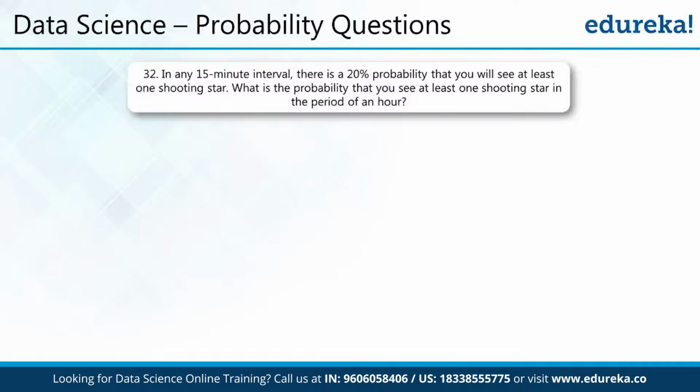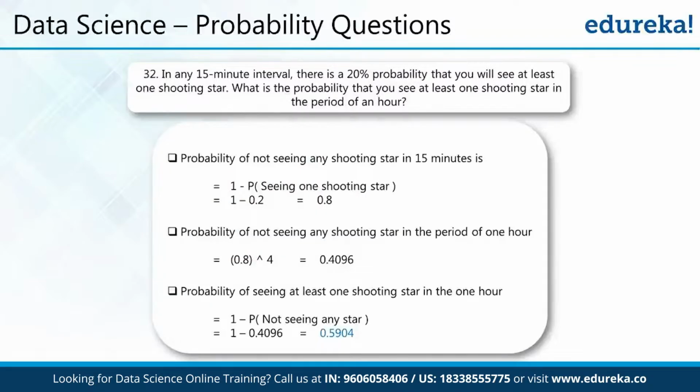We now want to calculate this probability for a period of 1 hour, right? So what approach would we take here? Let's build this systematically. We know one fact: the probability of seeing a shooting star in every 15-minute interval is 20%, which comes down to 0.2 in probability terms. 20% chance or 0.2 probability.